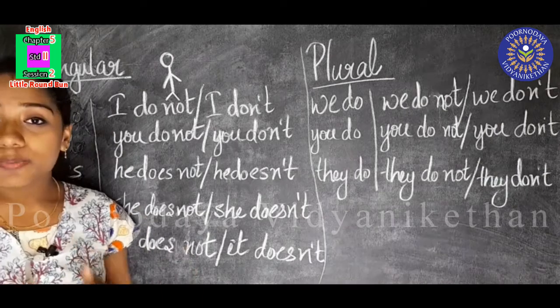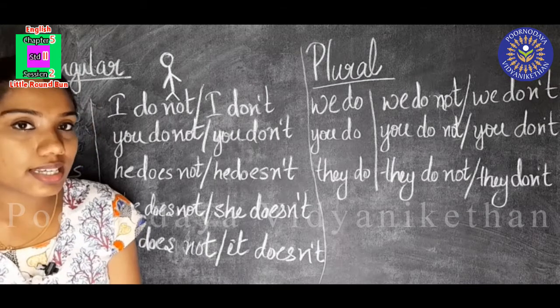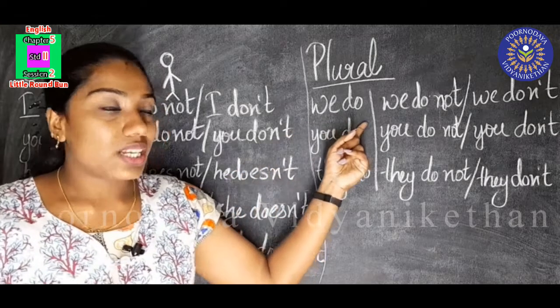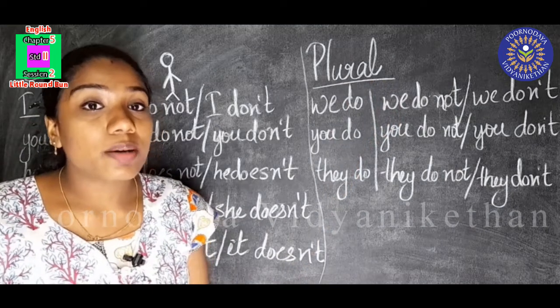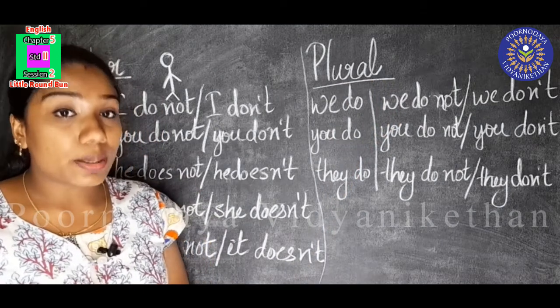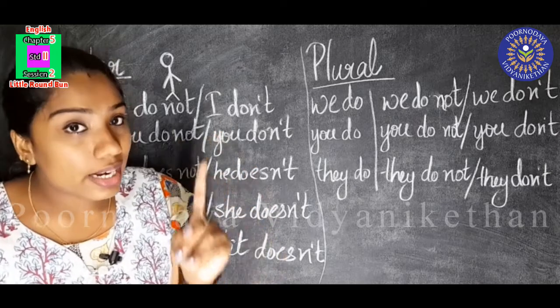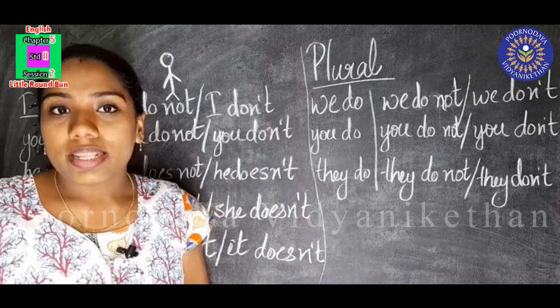Did you understand? Now, in simple present tense, when we speak about one person, we have learned how to speak. When we speak about plural subjects in simple present tense itself, we'll use we do. So, did you understand what is plural? Plural subjects means more than one person, more than one animal, or more than one thing.